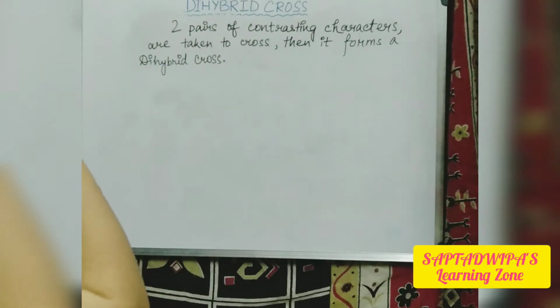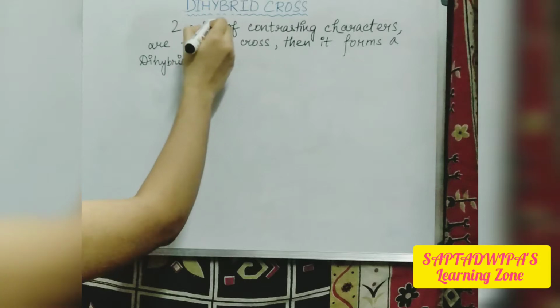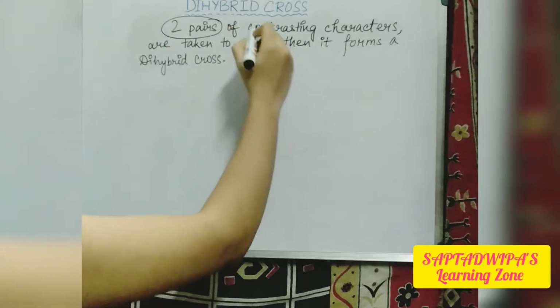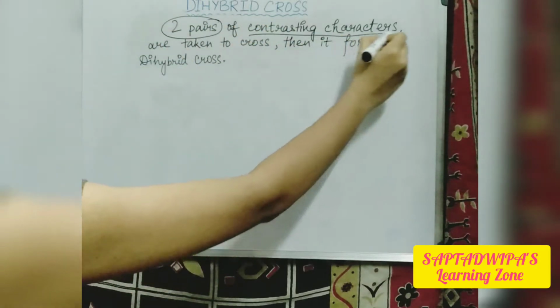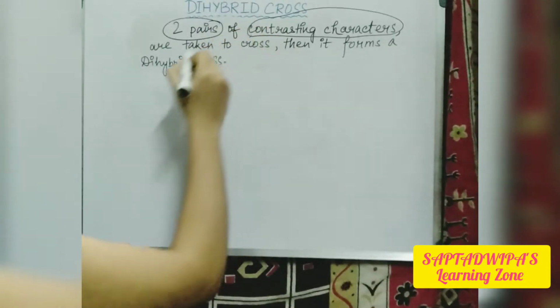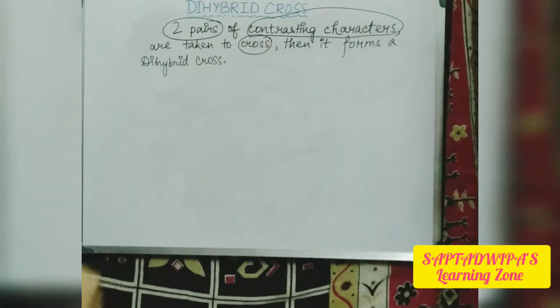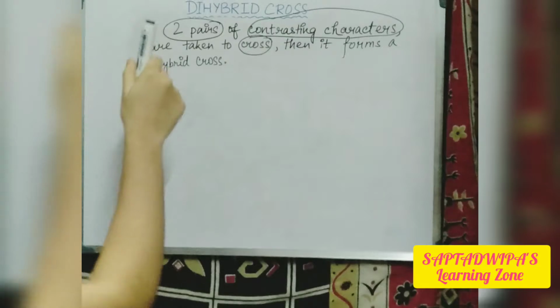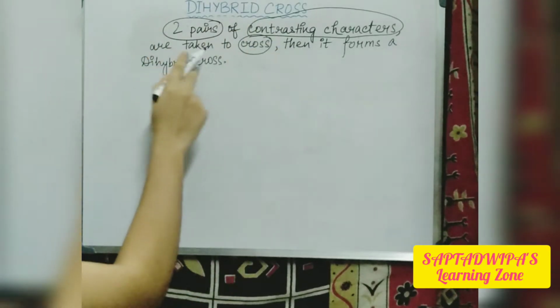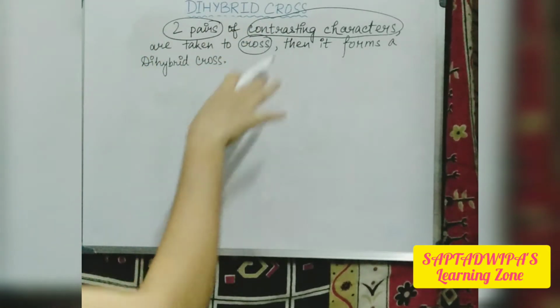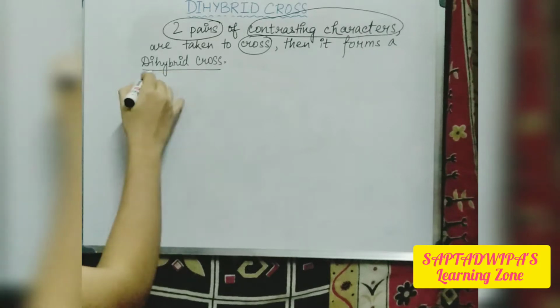Here the key points you need to remember are two pairs, contrasting characters, and cross. Whenever two pairs of contrasting characters are taken to cross each other, it forms what? It forms the dihybrid cross. So in a dihybrid cross, we are going to take two pairs of contrasting characters.